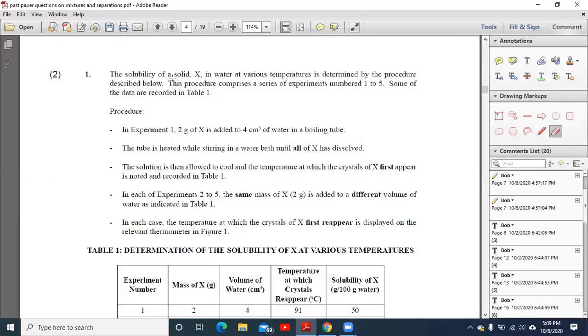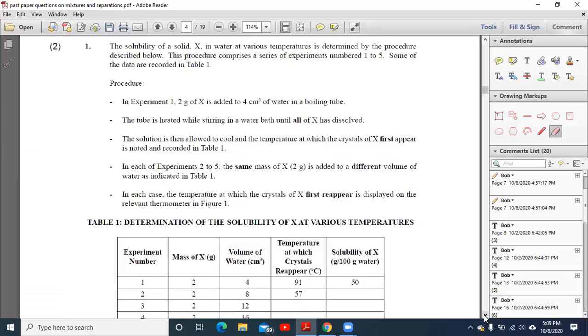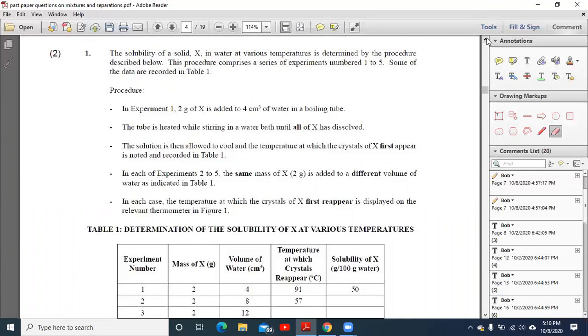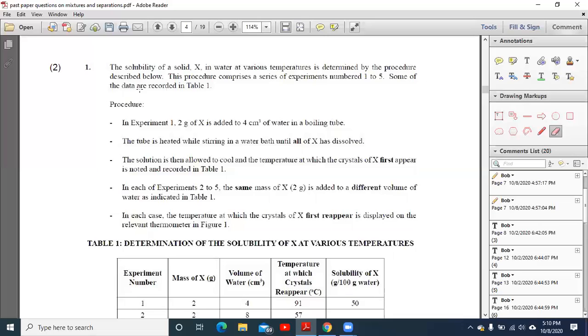The solubility of a solid X in water at various temperatures is determined by the procedure described below. So this is the procedure. This procedure comprises a series of experiments numbered 1 to 5. You can see in the table below the experiments numbered 1 to 5 there. Some of the data are recorded in that table below that I just showed you.